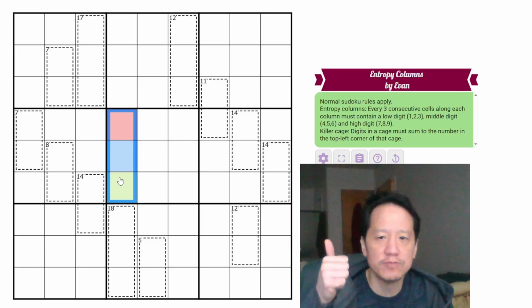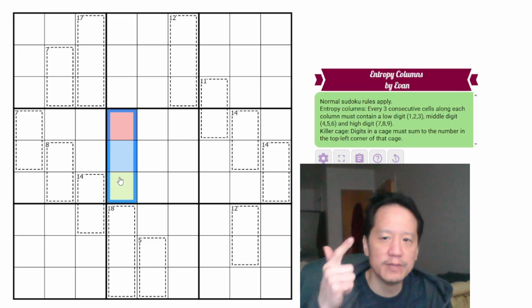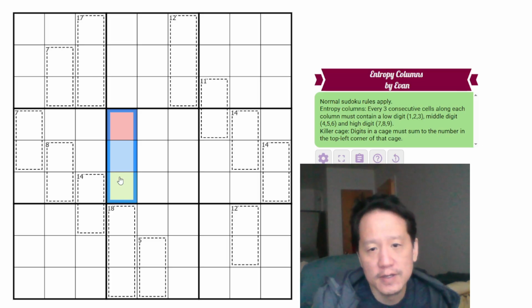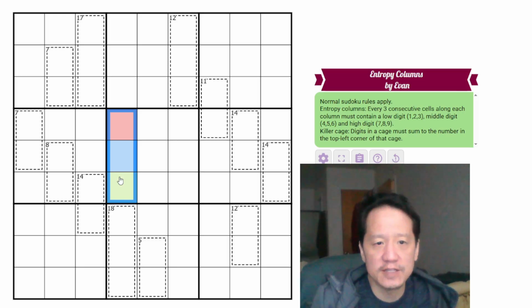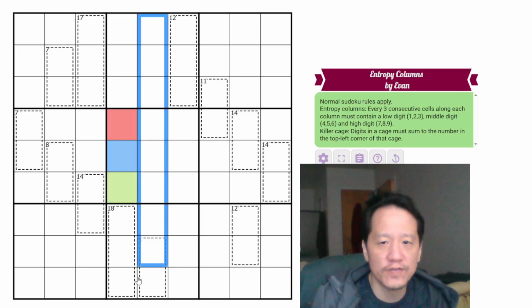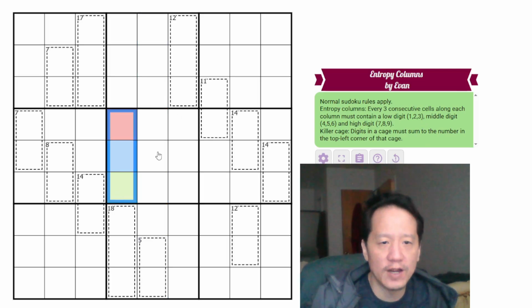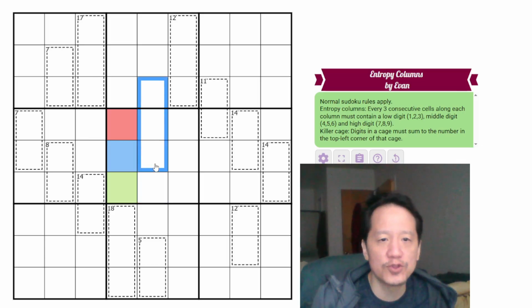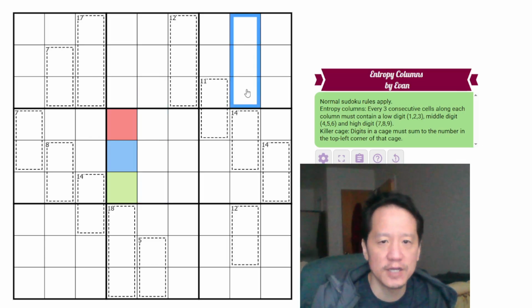And a low digit is 1, 2, or 3. A medium digit is 4, 5, or 6. And a high digit is 7, 8, or 9. And that's how it's divided up. And so all columns fulfill this rule set. So for every column, if you take 3 cells that are consecutive along a column, they must contain a low digit, a middle digit, and a high digit.